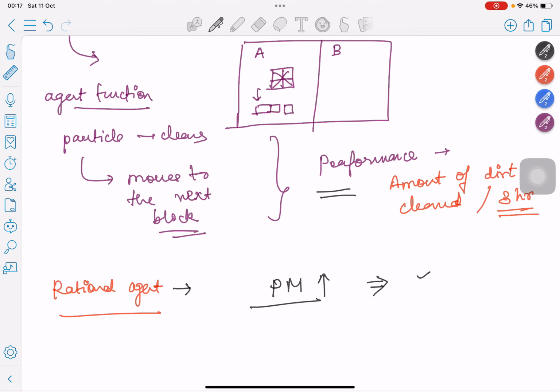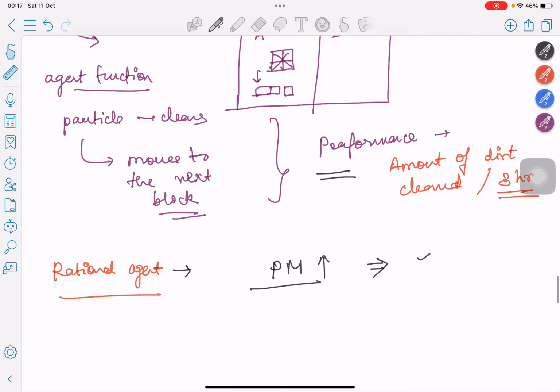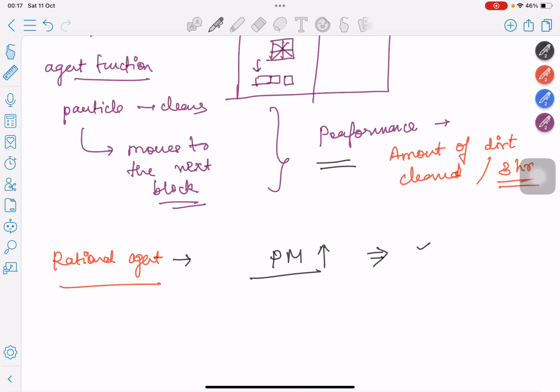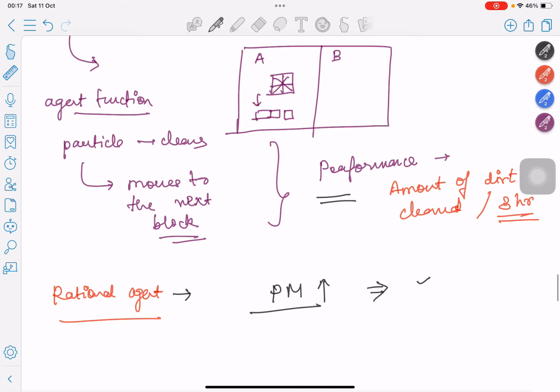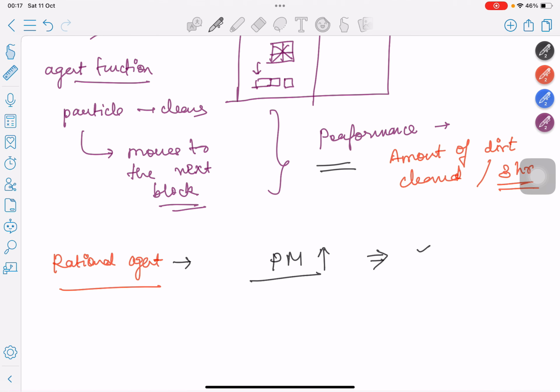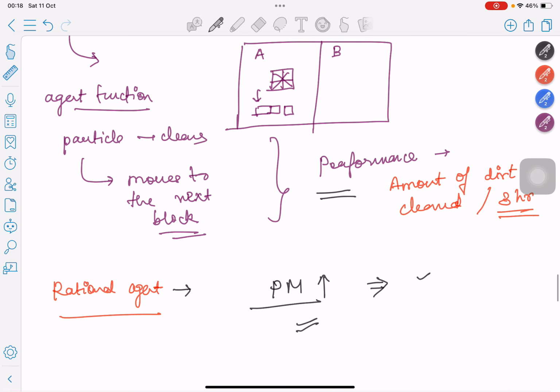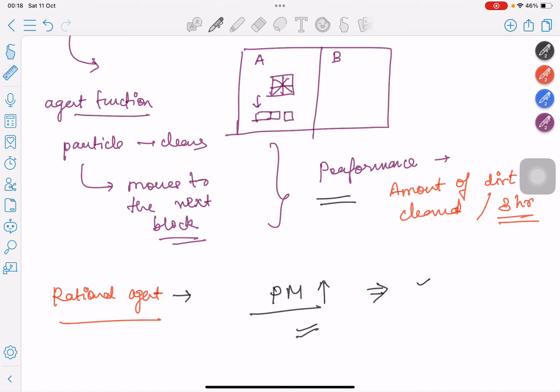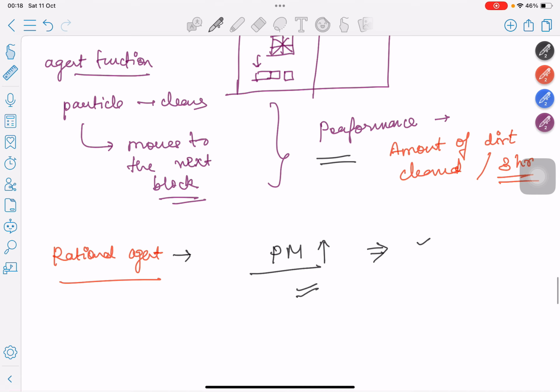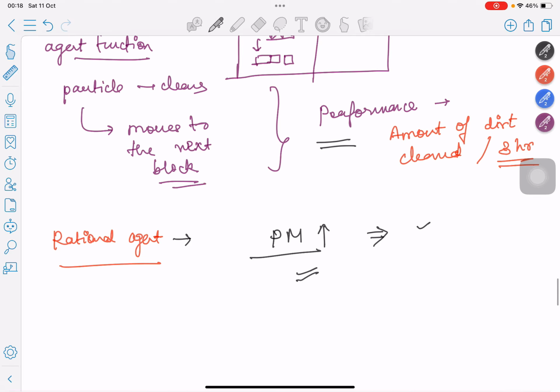There could be another scenario also. What could be another scenario? Let's say there is a reward for each and every dirt particle that is collected by the vacuum cleaner. So I can define my performance measure on the basis of that reward function also. So this could be one performance measure.